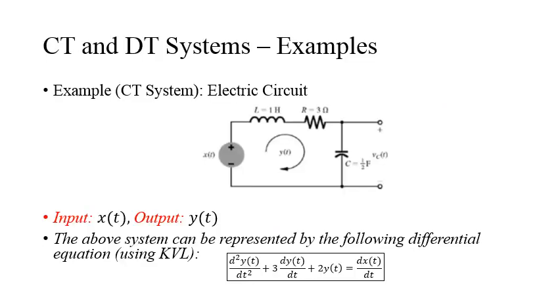An example of a continuous time system is an electrical circuit. For example, we have this RLC circuit, where this symbol represents the inductor, this is the resistor, and this is the capacitor. This is the electrical system, and we can also represent it using a differential equation as shown here. As discussed in the previous slide, we have different representations for a system.